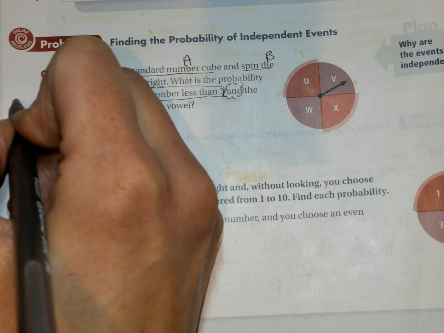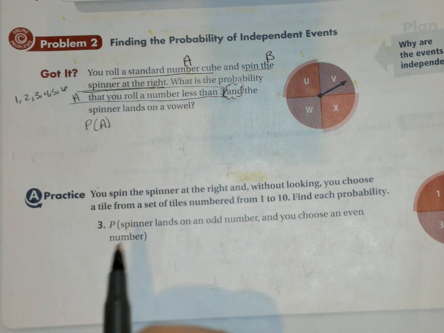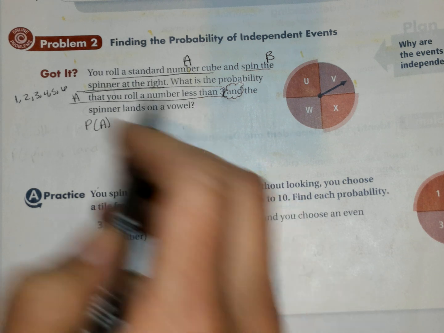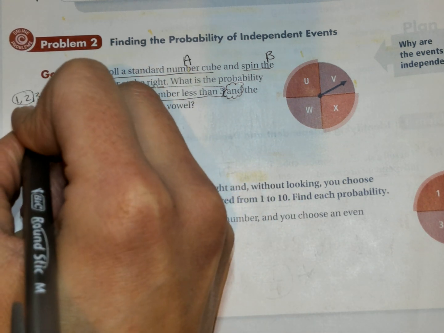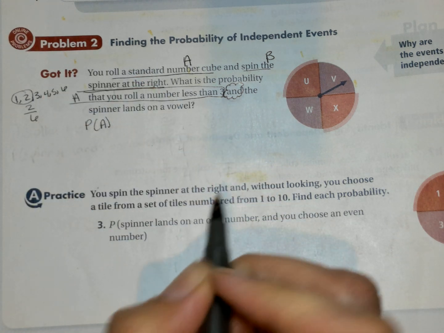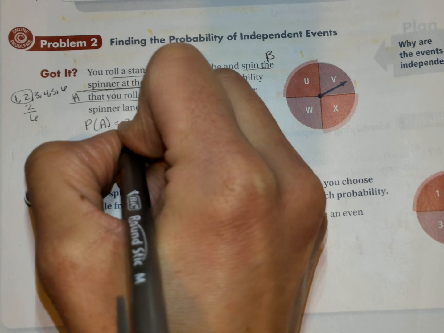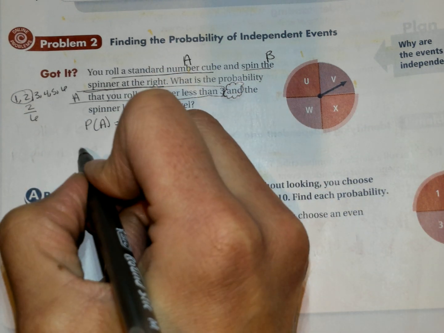So I have to think of numbers less than 3. There's 1, 2, 3, 4, 5, and 6. Which ones are less than 3? Not less than or equal to, just less than 3. There's only 1 and 2. So that's 2 out of 6. And you can reduce it or not. You're going to multiply it anyways, so it won't really matter. So I'll just leave it as 2 out of 6 because I know most of you probably don't want to reduce that.